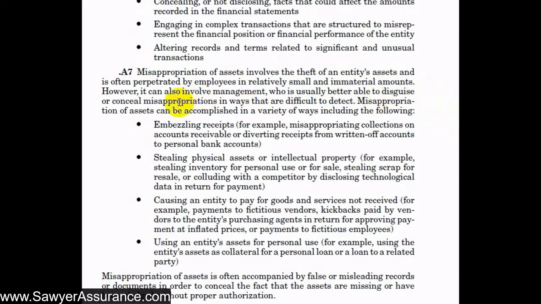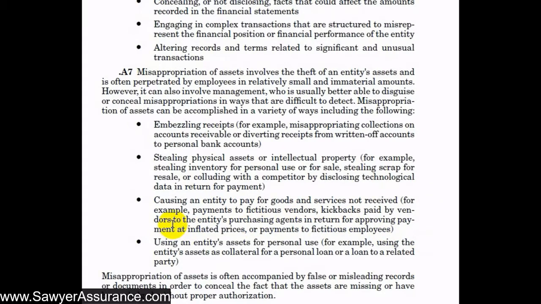And so misappropriation of assets can be accomplished in a variety of ways. The first one might be embezzling receipts. So for instance, when they receive a check from a customer, maybe they deposit it in their own personal bank account. They could also steal physical assets or intellectual property. For instance, stealing the company's inventory or scrap for resale, or providing intellectual property information to competitors and selling it to them. Someone misappropriating assets could also cause the company to pay for goods and services that the company didn't receive. For instance, maybe they pay fictitious vendors who are actually themselves.